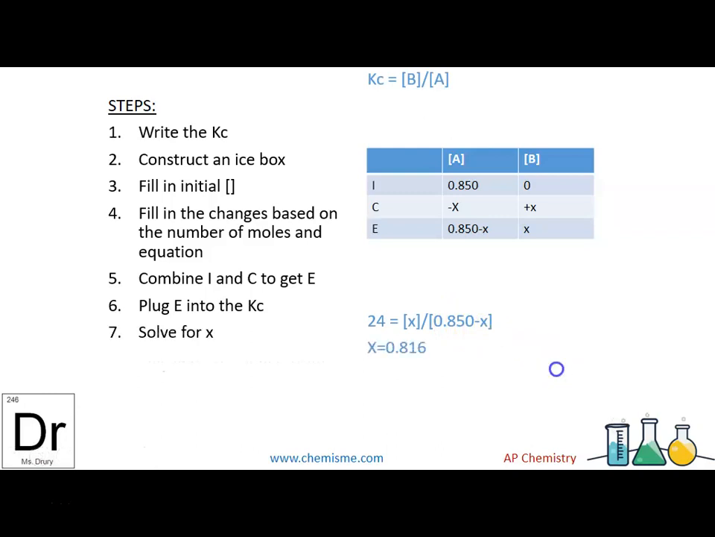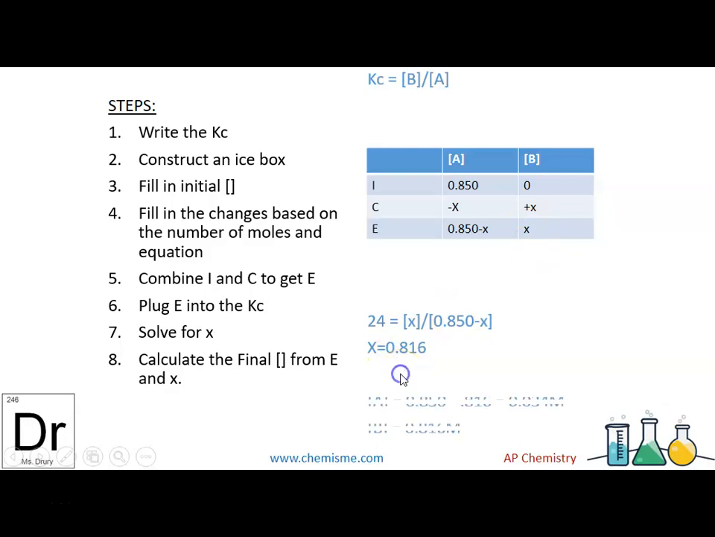So if we want to know what the concentrations are, we just plug them back into the equilibrium expression. So the X, or B, is 0.816 molar, and the A is 0.85 minus that X, so 0.034 molar. And this shows that it's product heavy, which we knew because Kc was higher than 1, and it shows us exactly how many there will be at equilibrium.